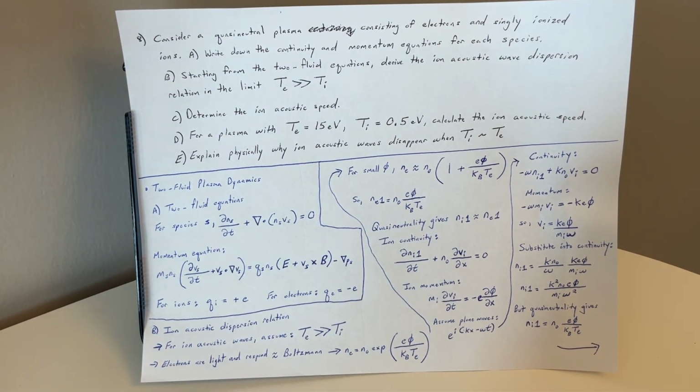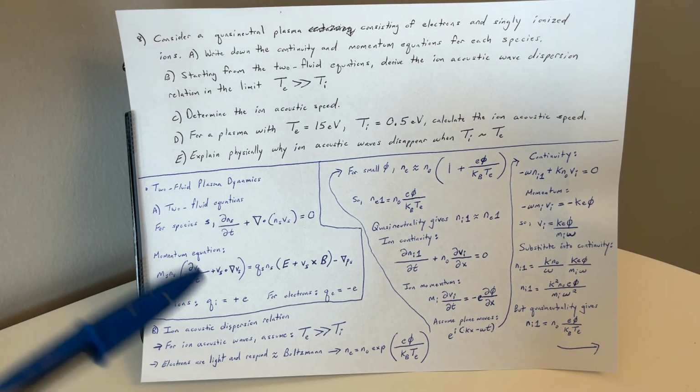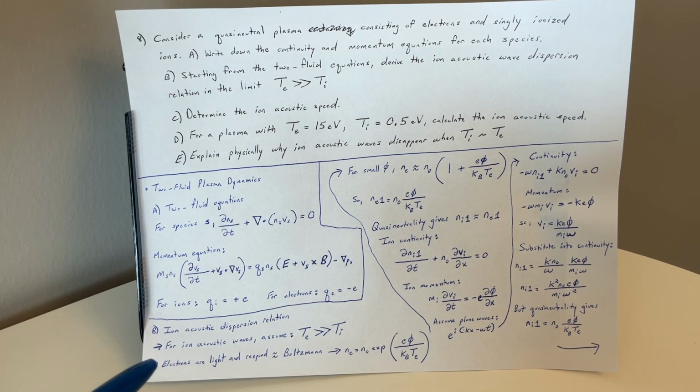Okay, fun one. So, for part B, the ion acoustic dispersion relation. For ion acoustic waves, assume T_e is much, much larger than T_i. Electrons are light and respond approximately as Boltzmann, where n_e equals n_0 exponential of e phi over k_B T_e.